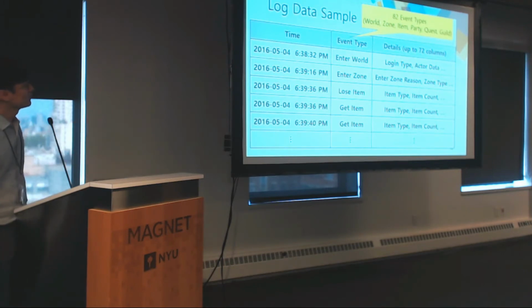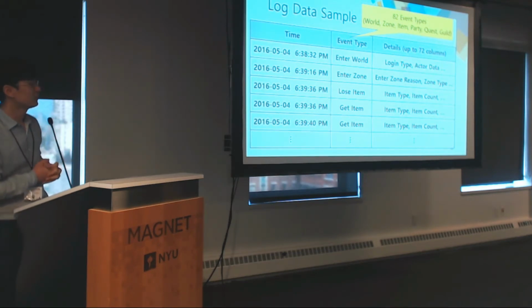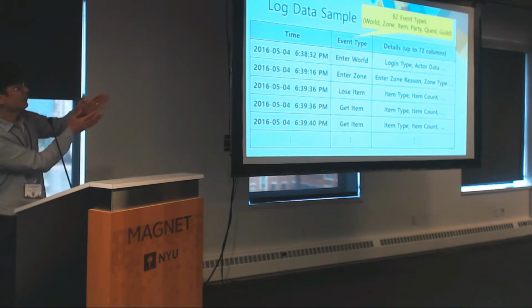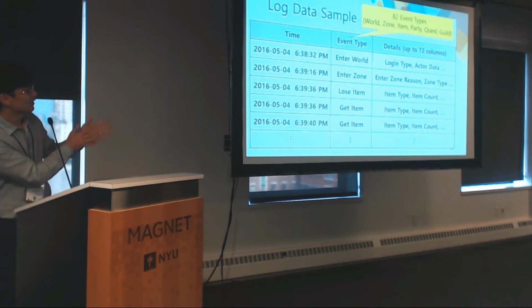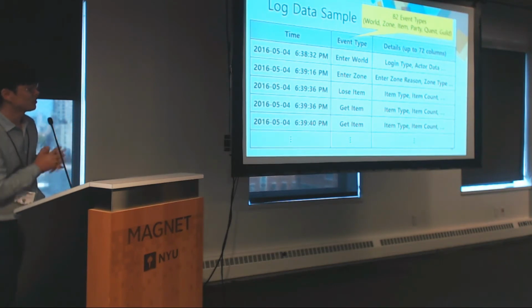The log data is as follows. It has a timestamp and event type. There are 82 event types. For example, the gamer enters the world, enters a zone, loses an item, gets an item. In that way, the behaviors of the gamers are recorded in the game log data. And there are an additional 72 columns to explain the details of the event, for example, what kind of item is lost and what kind of item is gotten. All the details are stored in the 72 additional columns.